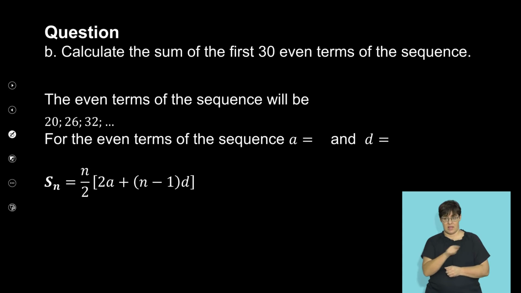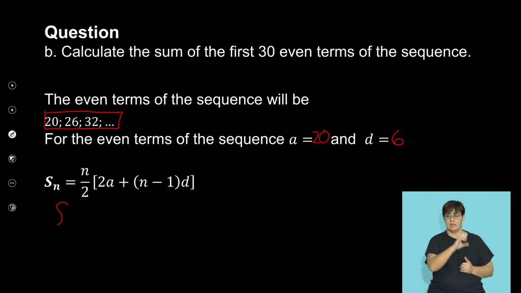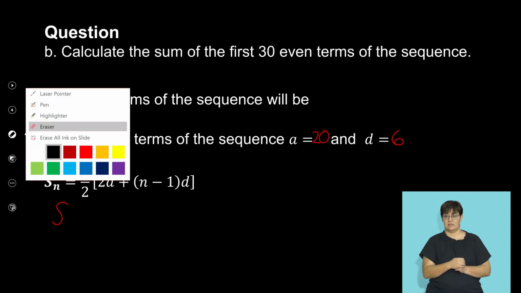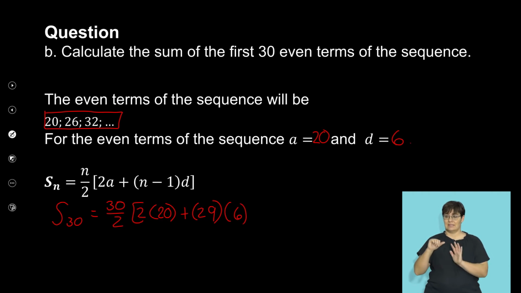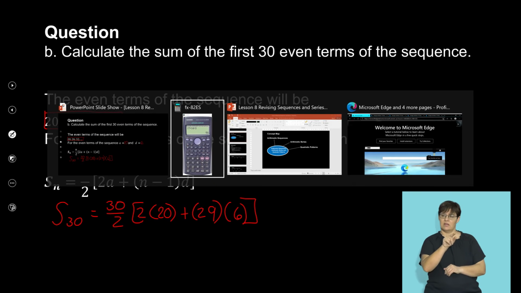So because these are my first 3 terms of the even sequence, I have to find a new A and a new D. So my new A is 20, and my new common difference is 6. Then I'm going to substitute this all into the arithmetic series formula. So the sum of the first 30 terms will be equal to 30 over 2 times 2 times A, which is 20, plus 29, because it's n minus 1, times 6. Let's pop this all into my calculator.